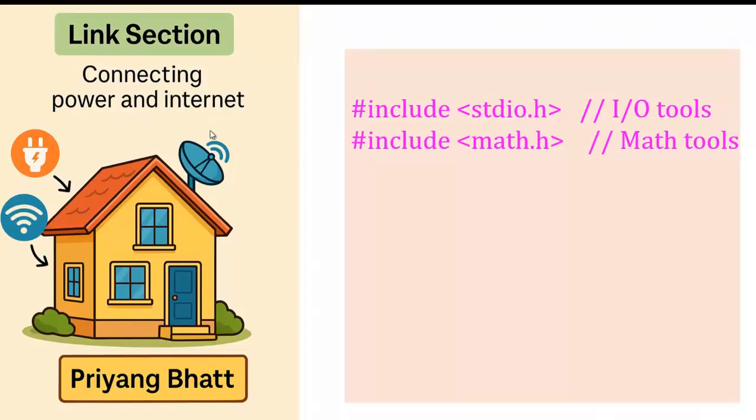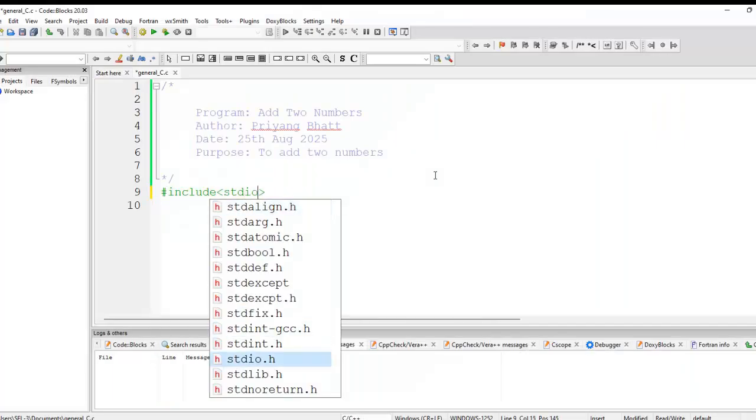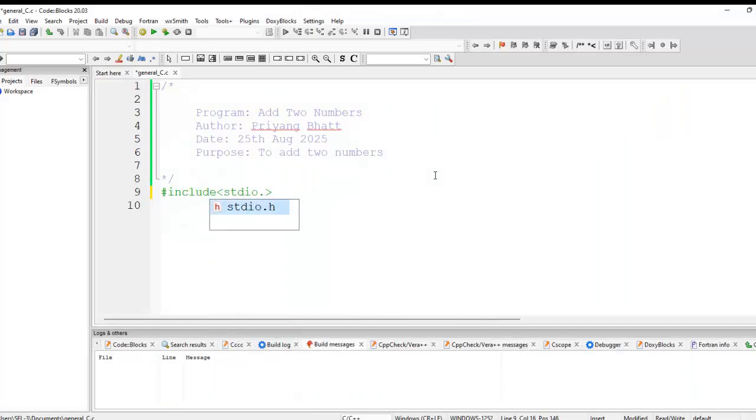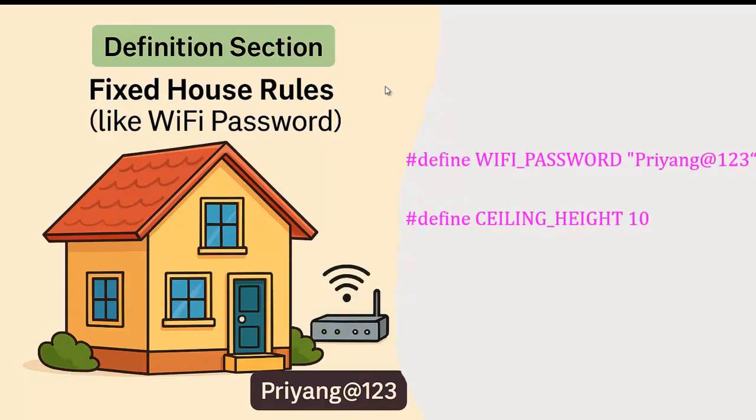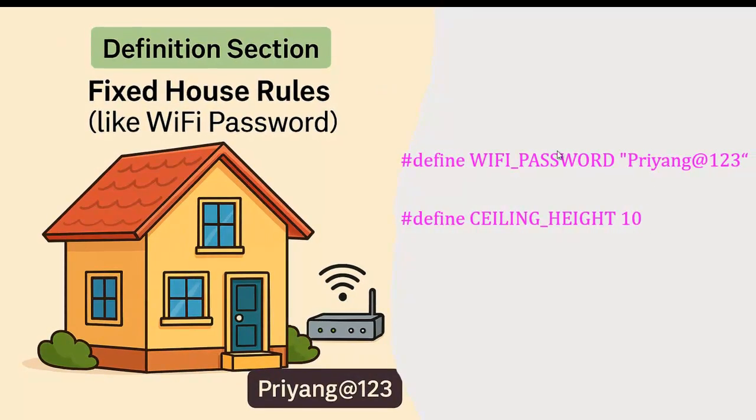Because we can't produce power and internet ourselves, right? So here we will include different libraries. Let's include stdio.h, standard input output .h, for printf and scanf, right? Now let's move to our next section, the definition section: fixed house rules like Wi-Fi password or ceiling height, right?